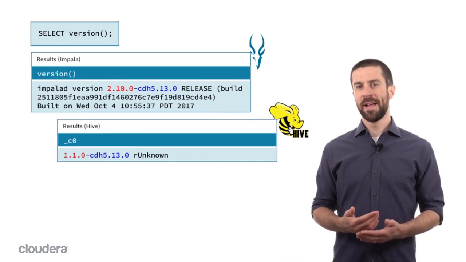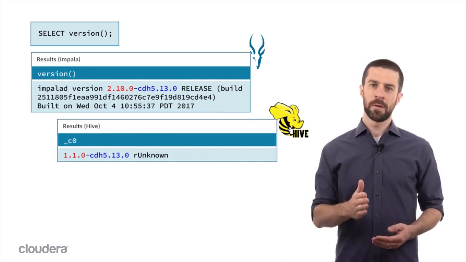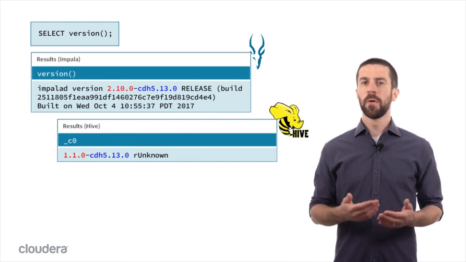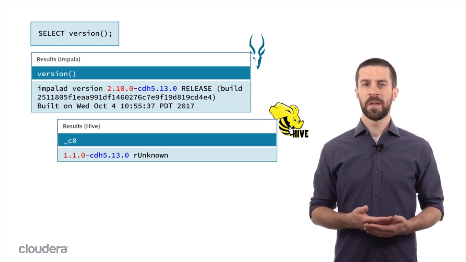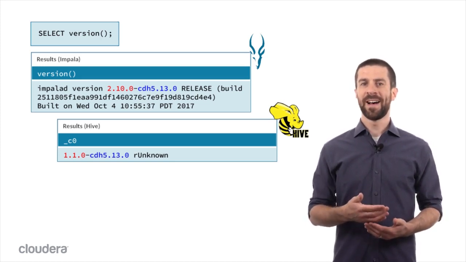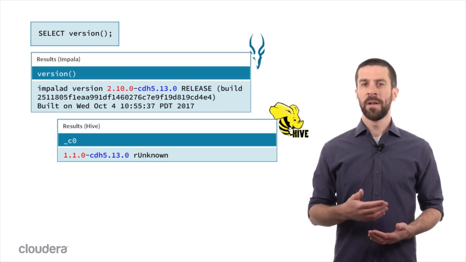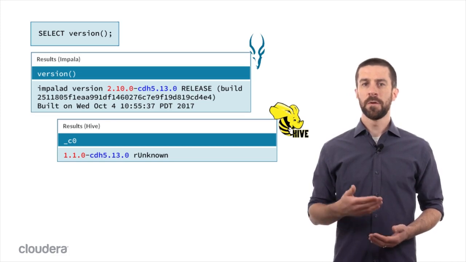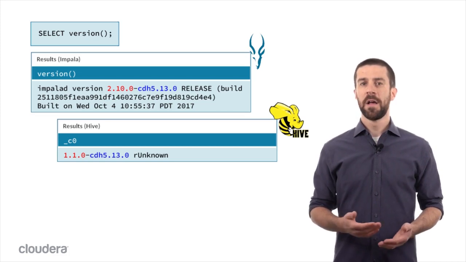When you run select version, that returns a result with a single row and a single column containing that character string. The most important part to look for is the first set of numbers that appears in that string. For example, 2.10.0 for Impala or 1.1.0 for Hive.